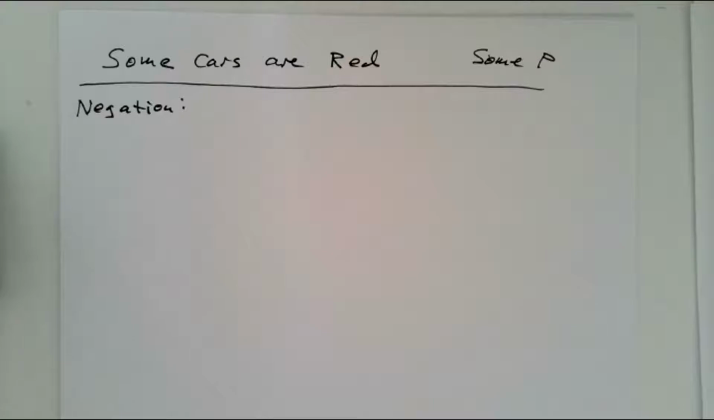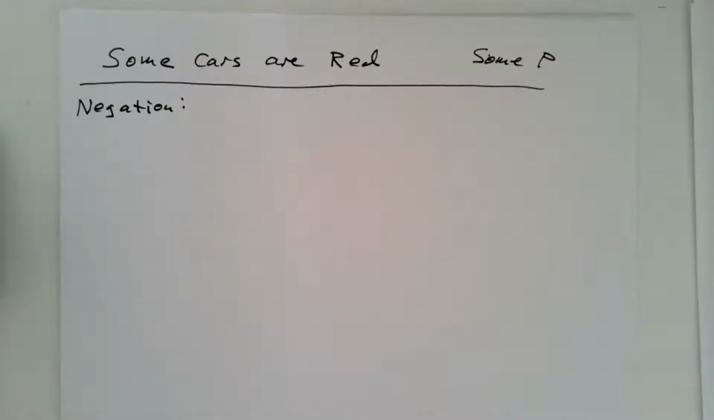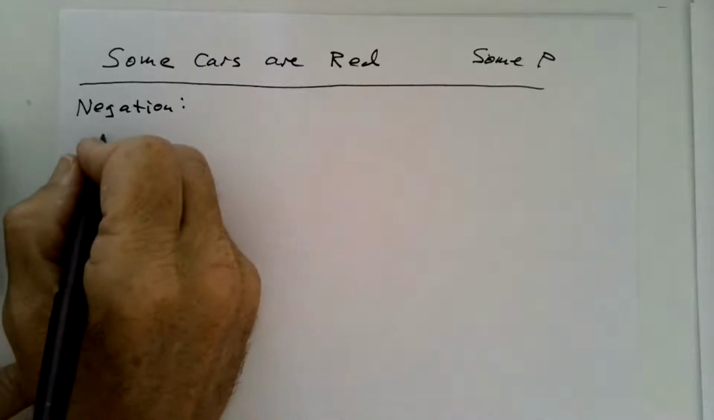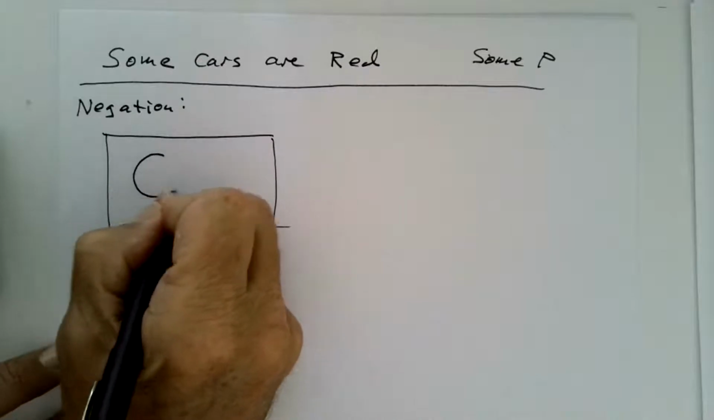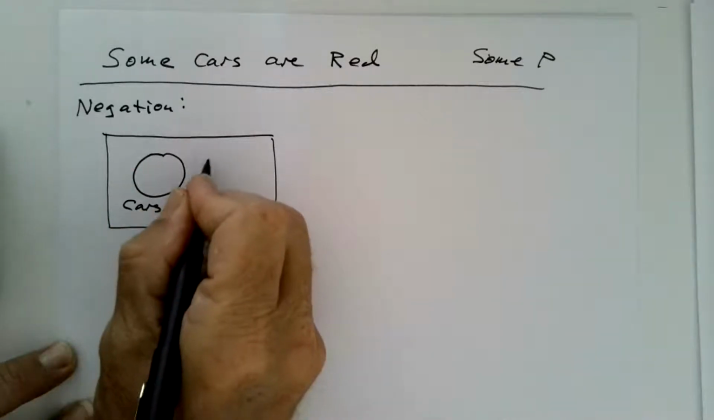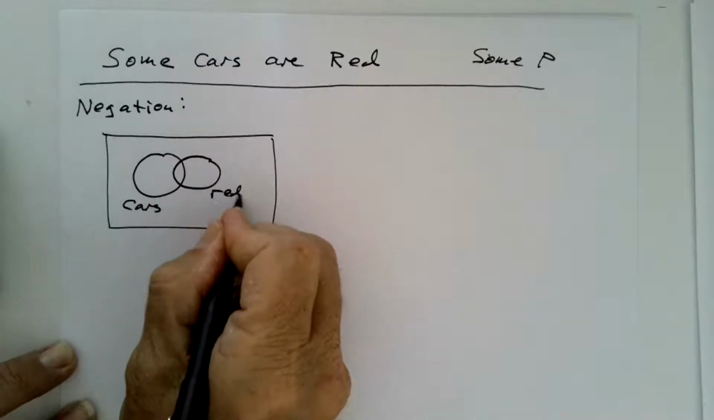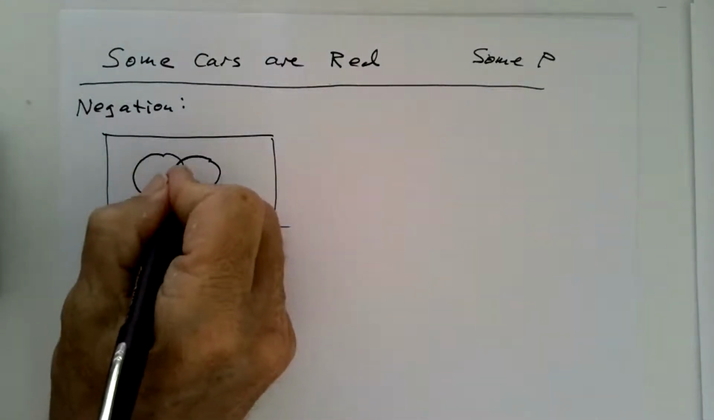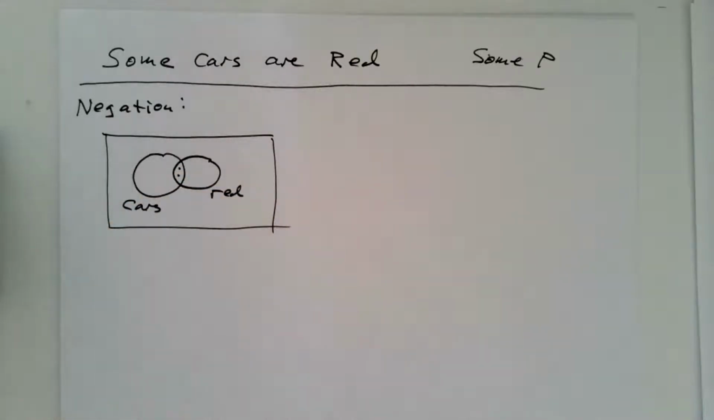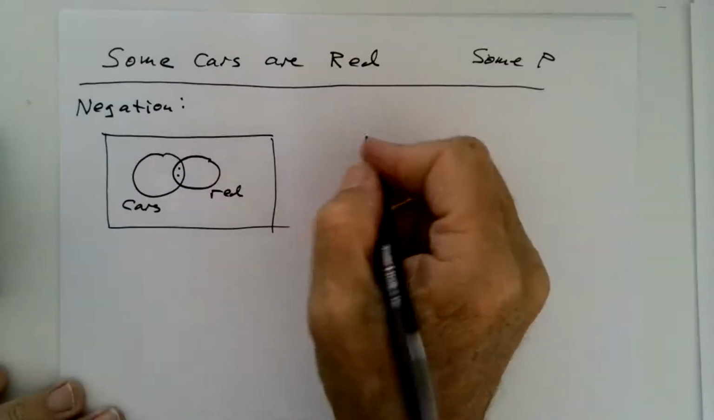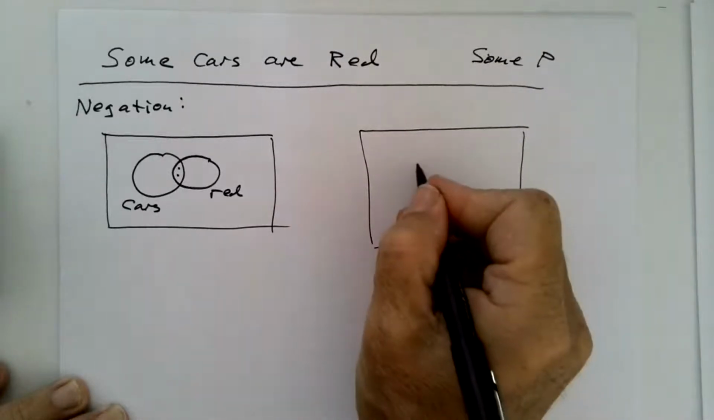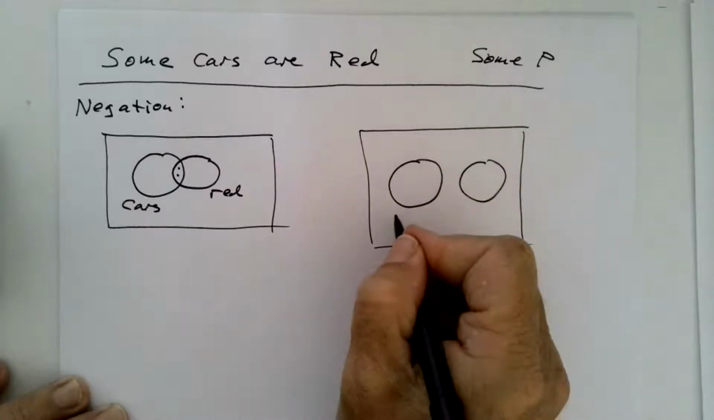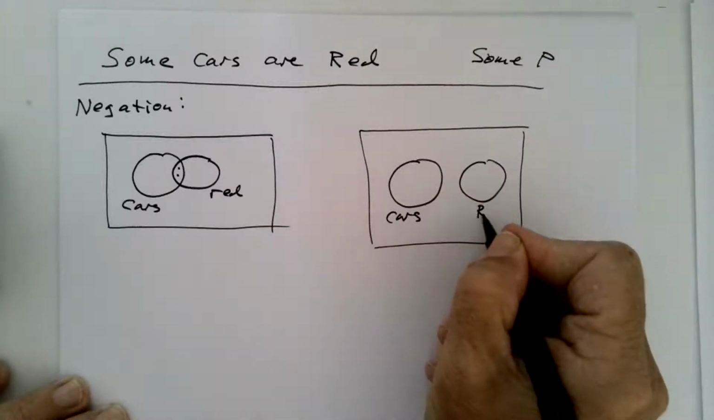So if we're thinking of this, we're thinking what? We're thinking there is an overlap between cars and red. So we've got cars here, and we've got red here. We think there's an overlap, so there's at least some items in this situation. If that is not true, if I negate that idea, what happens? If I look at the Venn diagram, the cars and the red are separated with no overlap.